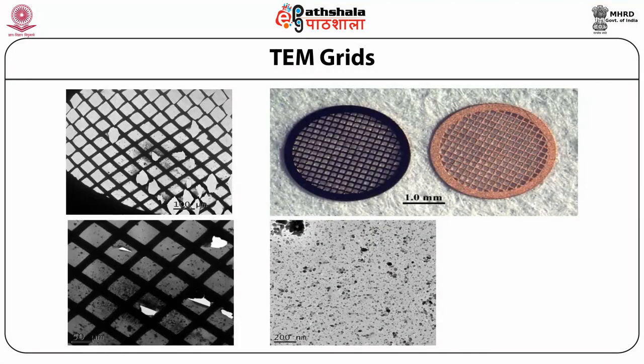I want to discuss this TEM grid in more detail. So here you can see that there is a copper grid with a mesh of 300. And on this copper grid a layer of polymer is used, which is called Formvar, so that a small amount of your sample sticks on the Formvar. In the next image, one can see that there is a sample lying down, and this can be imaged inside the microscope, where you have grids. And on top of that, there is a Formvar film and very small black spot samples.